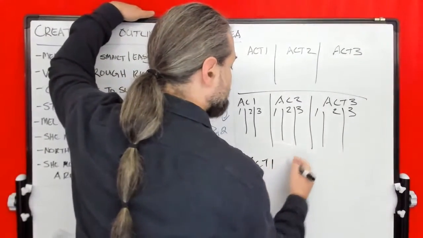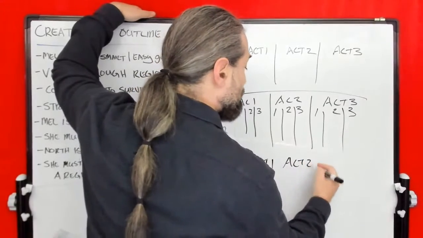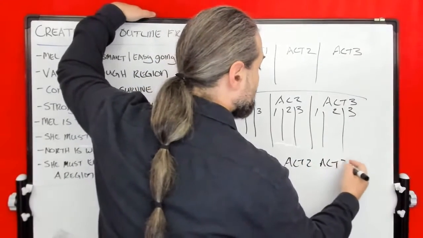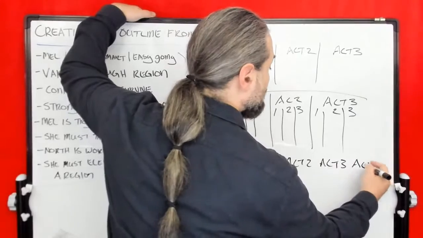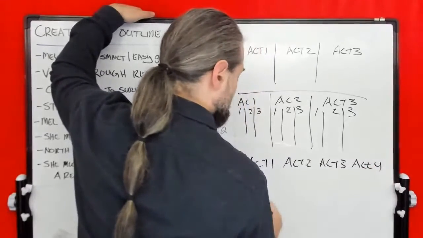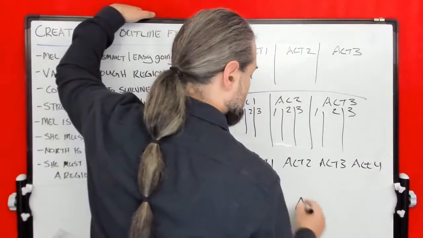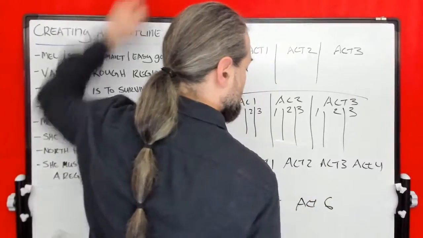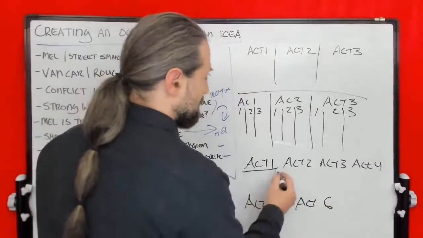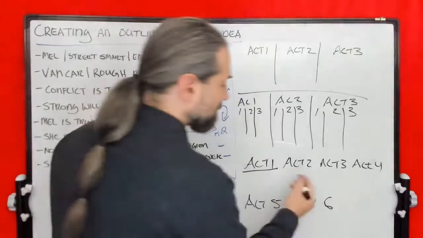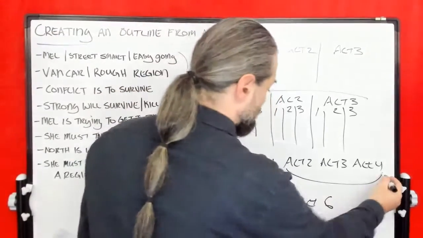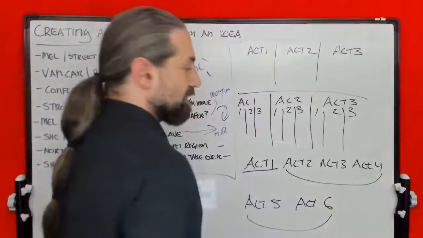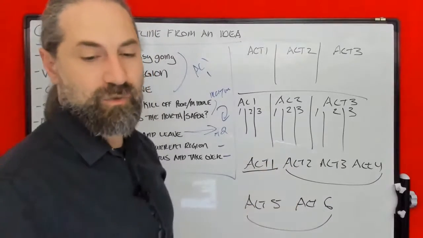But I have also seen it where they go Act 1, then an Act 2, an Act 3, and then an Act 4, and then an Act 5 and an Act 6. Basically, this is the standard act, and then this would be Act 2, and then this would be Act 3. I've seen it all different ways.